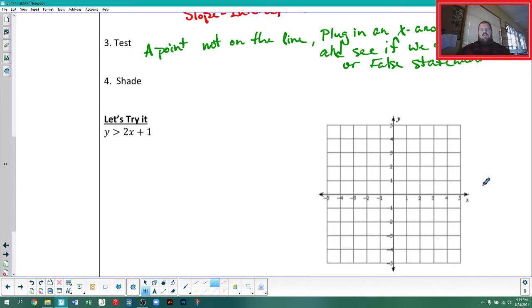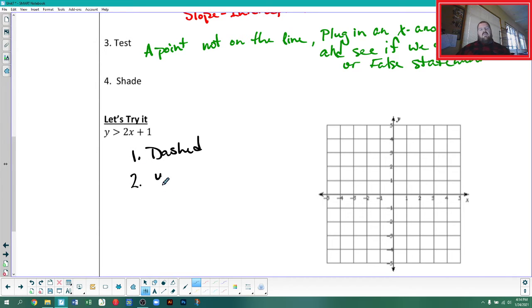Let's go ahead and give it a shot. And we're going to follow our steps here. Number 1, we want to see is it solid or dashed. Since it's just a greater than, it's going to be dashed. I always do that first because I don't want to graph my line and then have to go and erase it if it needs to be dashed. But you could do that. It's a little bit harder for me.